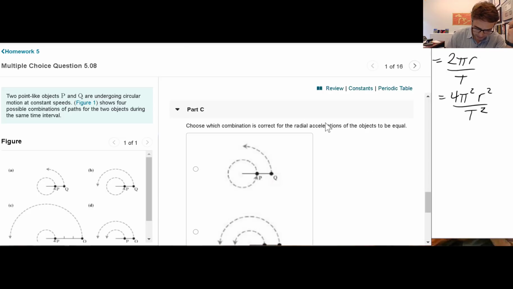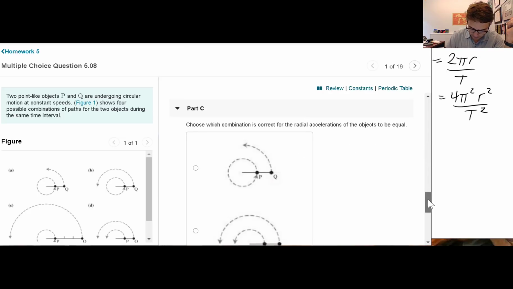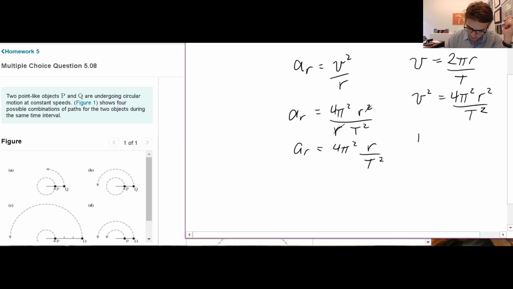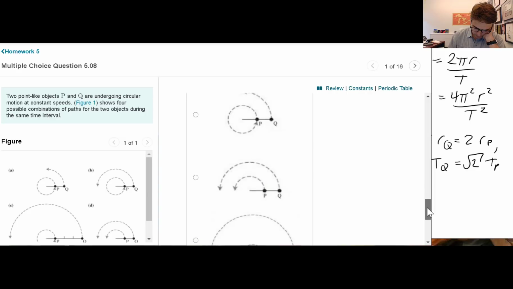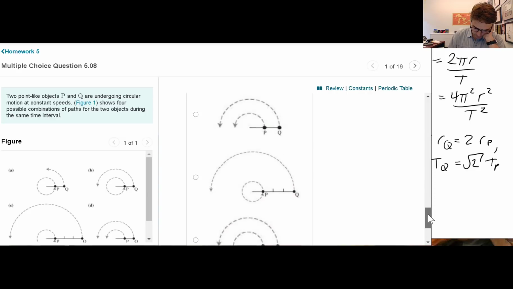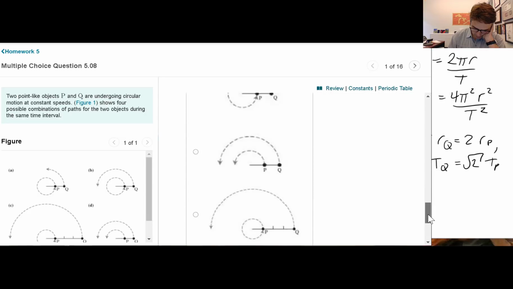So looking back at what we're asked here, if the r of Q is equal to 2 times the r of P, then to compensate, you would need the T of Q to be equal to the square root of 2 times the T of P, so that when you square it, you've got 2 over 2, and you get the same radial acceleration. So there it looks like 4 times, actually. Q is 4 times, or 2 times. So that doesn't really work. Oh, but here's actually one.